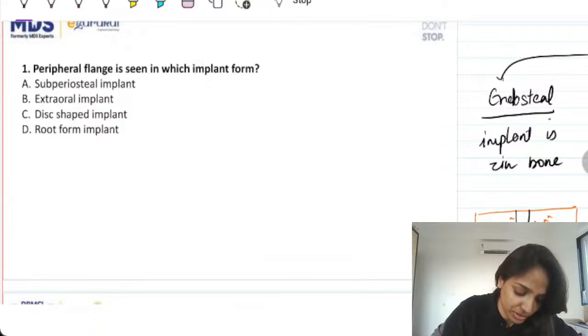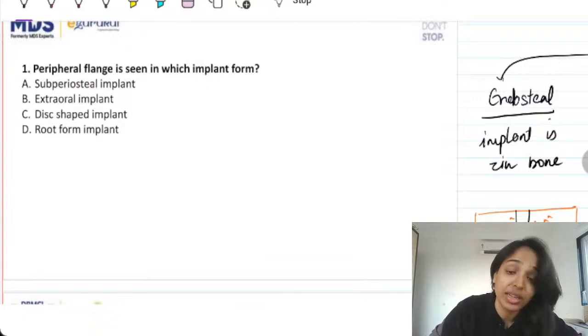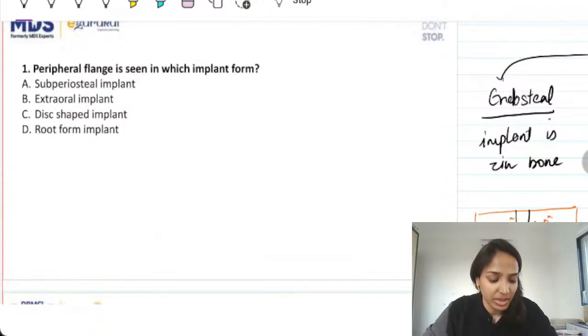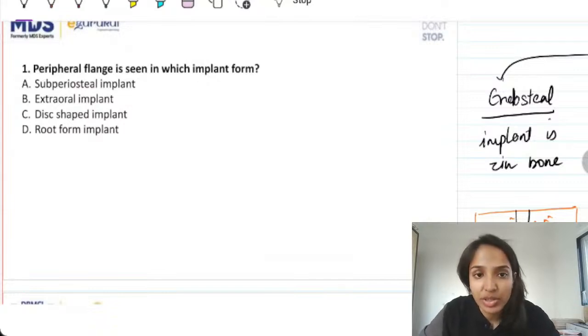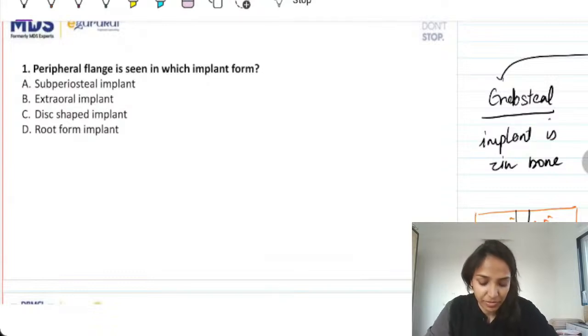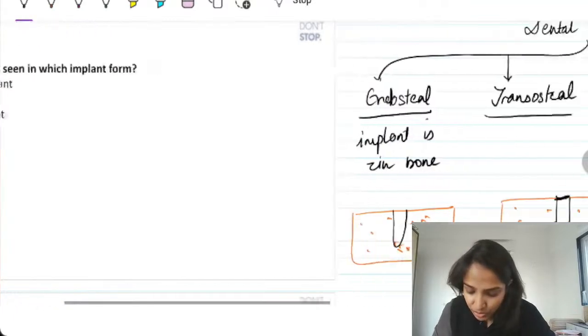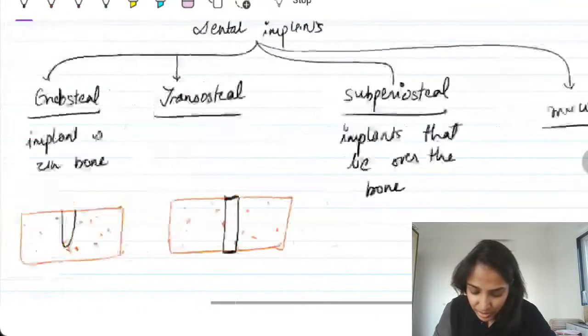We have a lot of students actually online also right now. I'll encourage all of you to keep this as an interactive session. Can you just take a simple guess? What could be the answer, or what have you attempted in this particular question of your Power GT? A peripheral flange is seen in which implant form? Subperiosteal? Okay, no. Subperiosteal is not the correct answer.